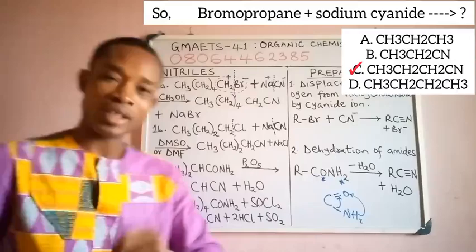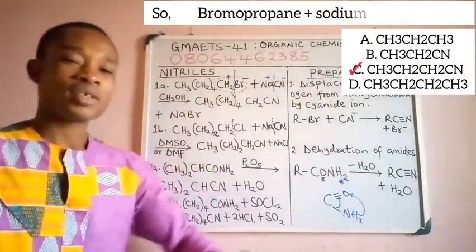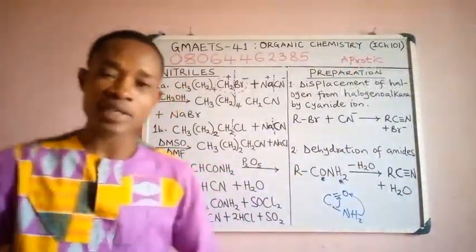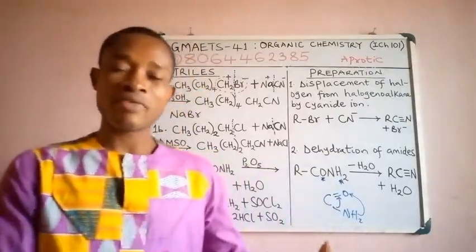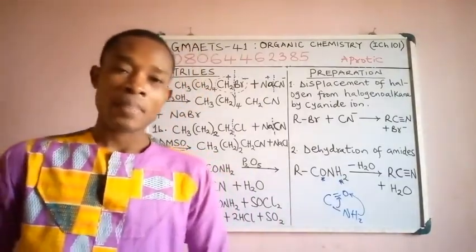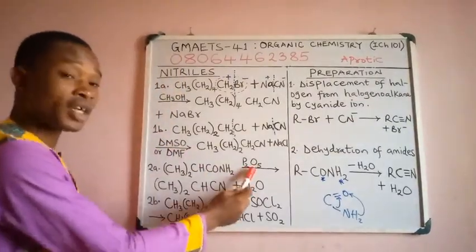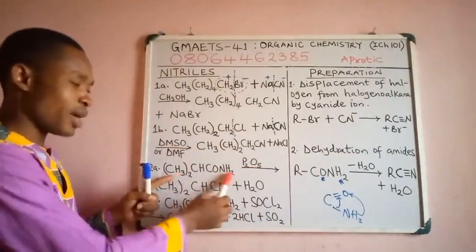Now let us proceed to the second method of preparation of nitriles, which has to do with dehydration of acid amides. You can dehydrate the acid amide using phosphorus pentoxide. You can also choose to react the acid amide with thionyl chloride. And we have it here. This is the first reaction. This is phosphorus pentoxide. This compound is the acid amide.